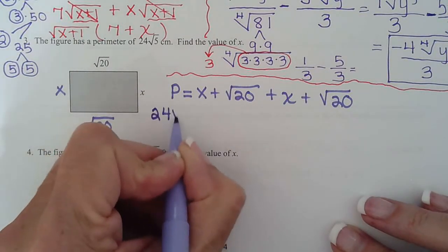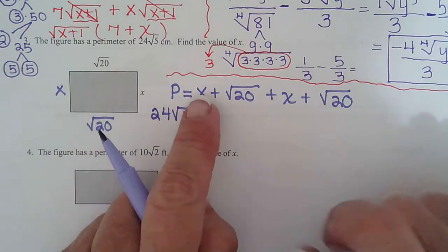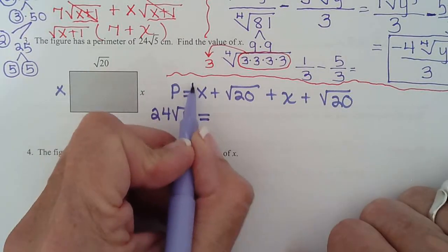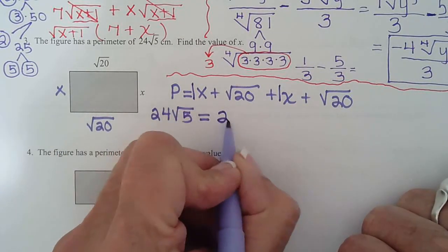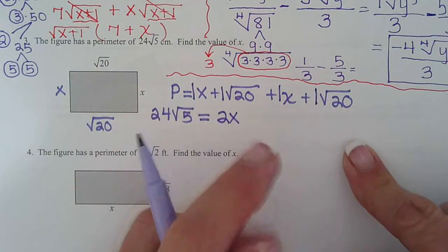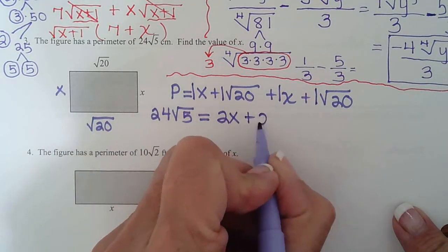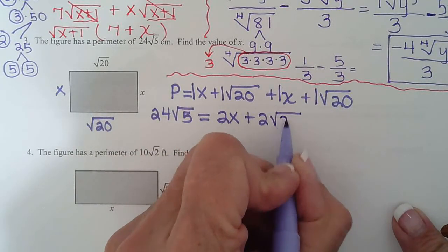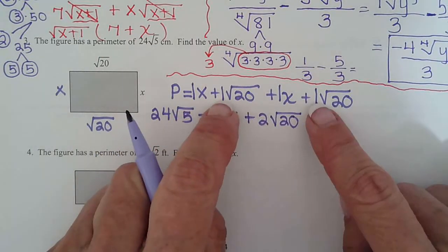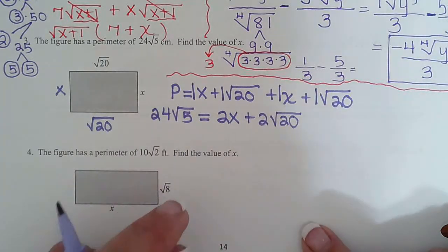24 radical 5 equals, we have some like terms here. 1x plus 1x is 2x. 1 radical 20 plus 1 radical 20 is 2 radical 20. Remember, radicals are just like x's, so whatever you did when you were adding your x's, add the front, keep the x the same, add the front numbers, keep the radical 20 the same.